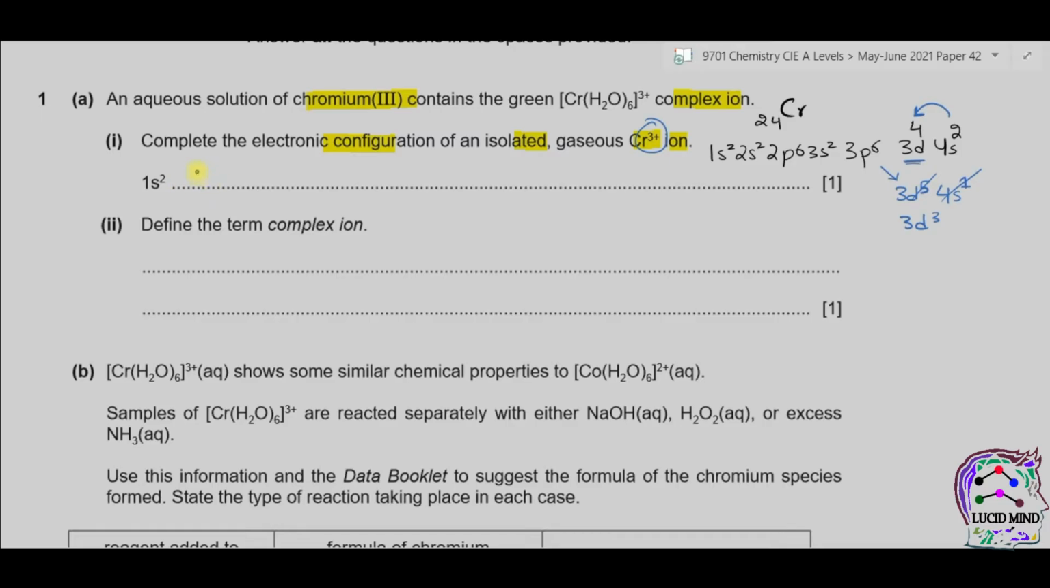Now we can write the electronic configuration. We have 1s2, then 2s2, 2p6, 3s2, 3p6, and then finally we have 3d3.